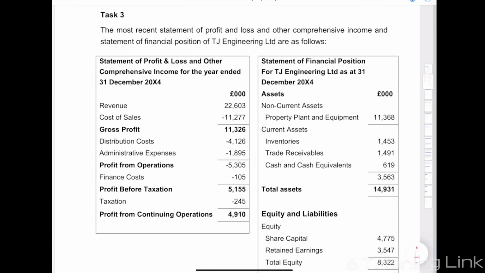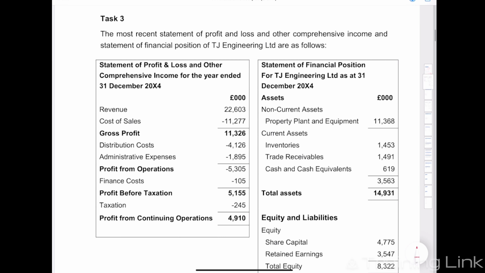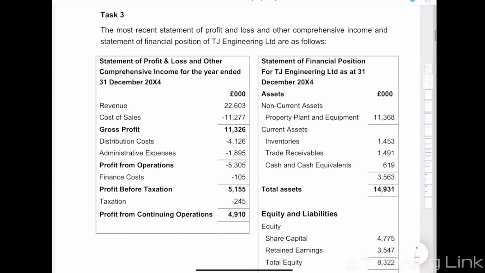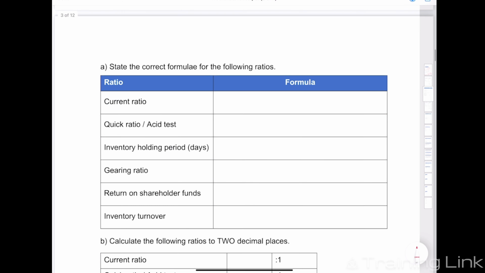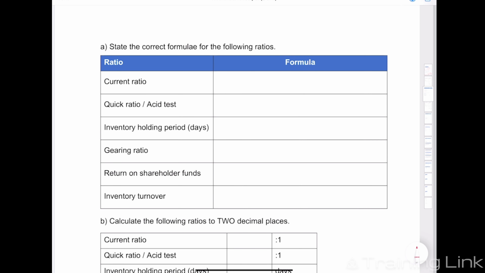The most recent statement of profit or loss and other comprehensive income and statement of financial position of TJ Engineering Limited are as follows. So we've been given the statement of profit or loss and other comprehensive income, and statement of financial position. Scrolling down, the first part says state the correct formula for the following ratios. So all we need to do here is write in the ratios. They do get a little bit repetitive, but it is the best way of learning them.